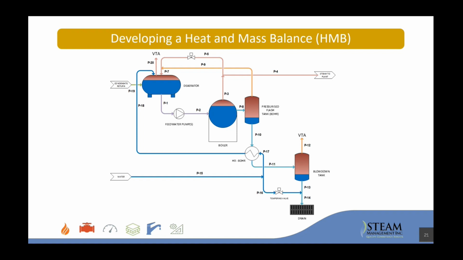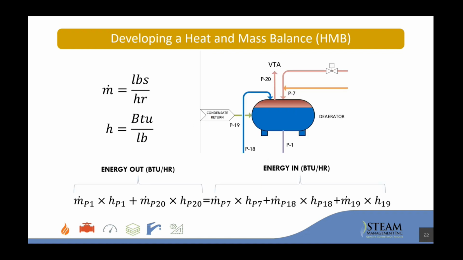So we're going to look at this system. But first, I want to give you an idea of how we're looking at this. The whole heat and mass balance is a heat and mass balance of all the components, and they're all tied together. This is the concept of a heat and mass balance for just the deaerator.